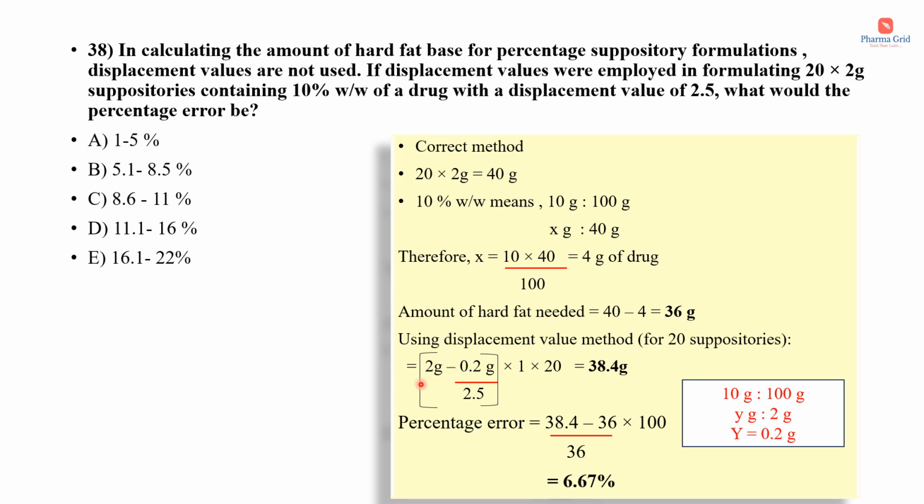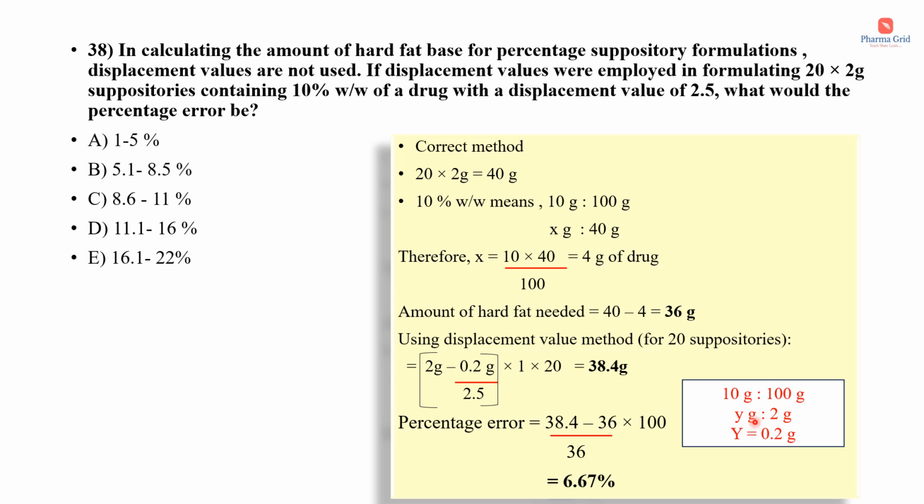So the mold calibration is equal to 2 gram minus, then how we will calculate the dose of the drug? The drug dose should be in gram. Here the strength of the drug is given as 10% weight by weight. So 10 gram is present in 100 gram.